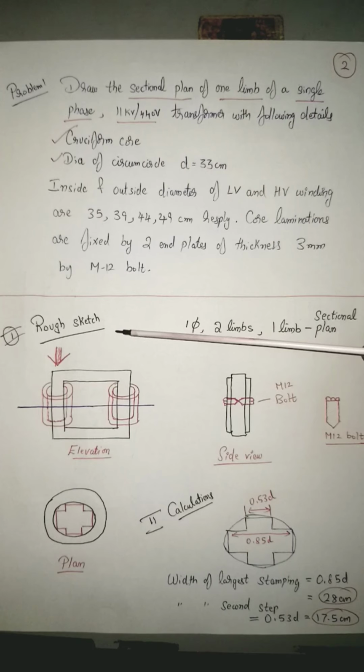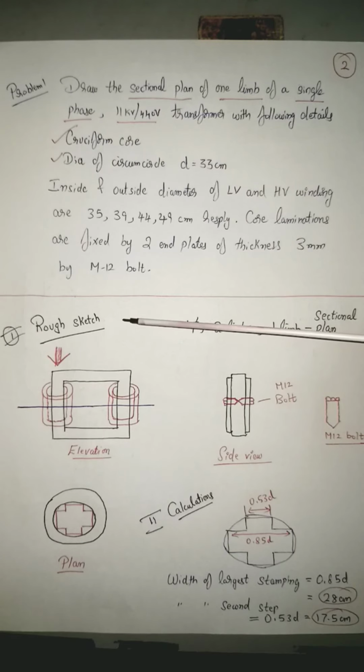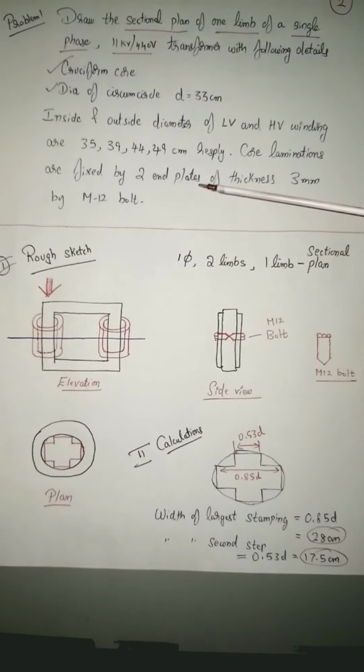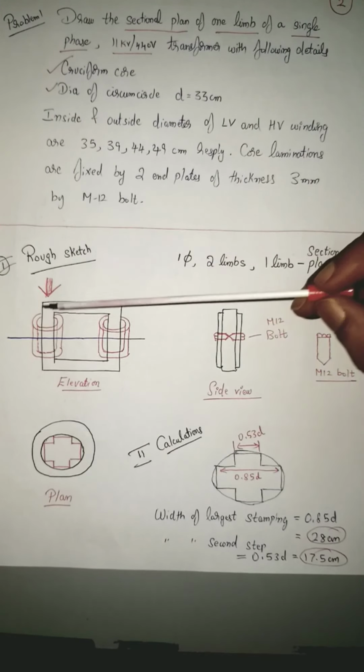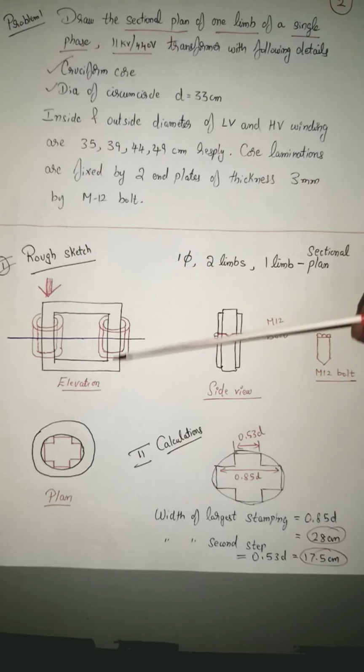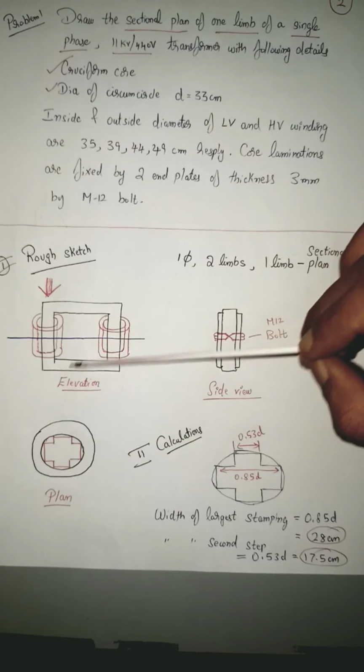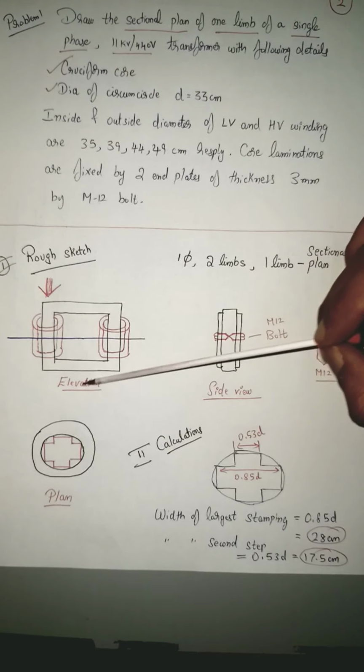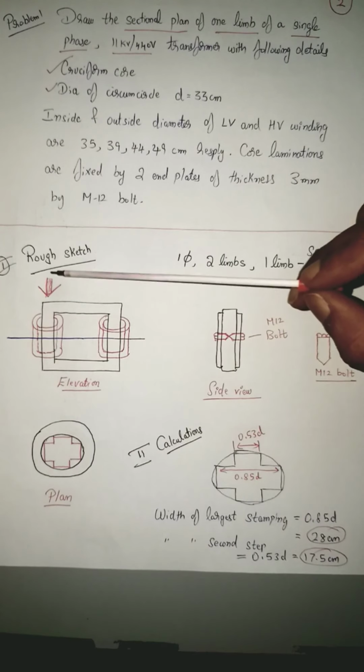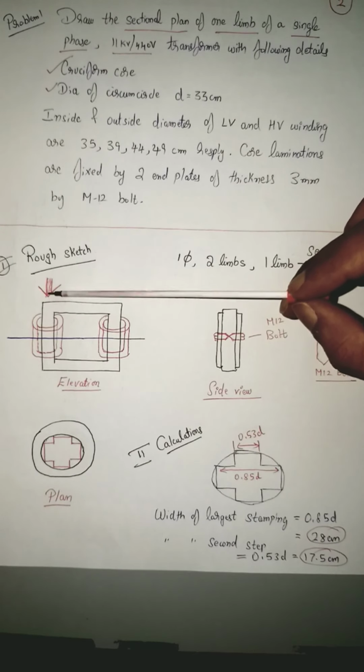So the intention behind going for a rough sketch is you should be able to visualize what you are trying to draw. If you are able to visualize, then the drawing becomes simple. So first of all, you are dealing with a single phase transformer. Single phase, that's why there are two limbs here. On two limbs you are able to place the windings, and out of which you are supposed to represent the sectional plan of one limb. That is, you are supposed to draw only one limb, and here the elevation is being shown, that is the front view is shown. You are supposed to draw the top view of this.